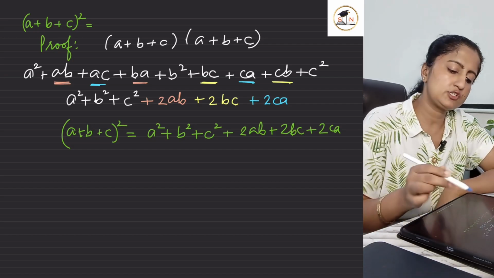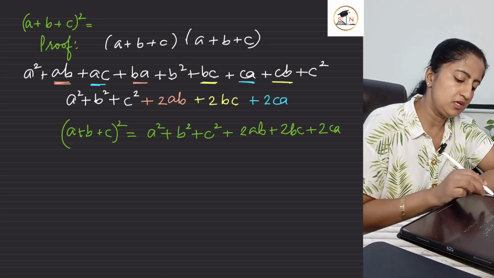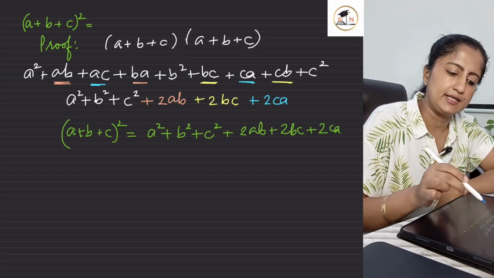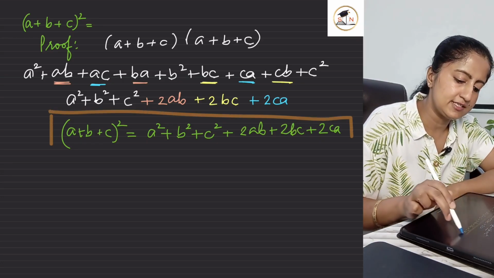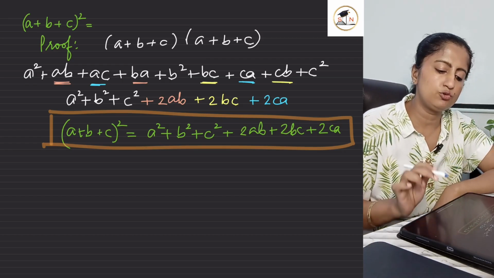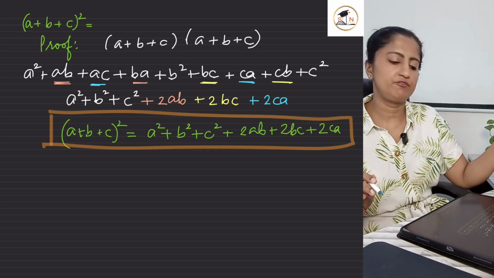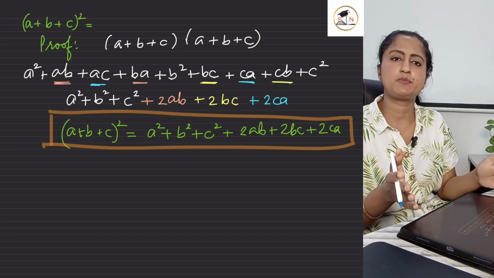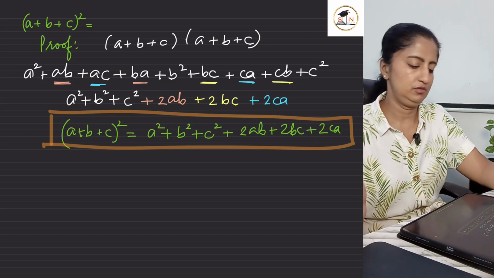Okay. So this was the proof. Now, that means what we are going to use always with respect to this identity is just this expansion. We don't need to do this proof every time. We have got three terms. We are supposed to do a square. You just use this expansion and you're good to go, right?